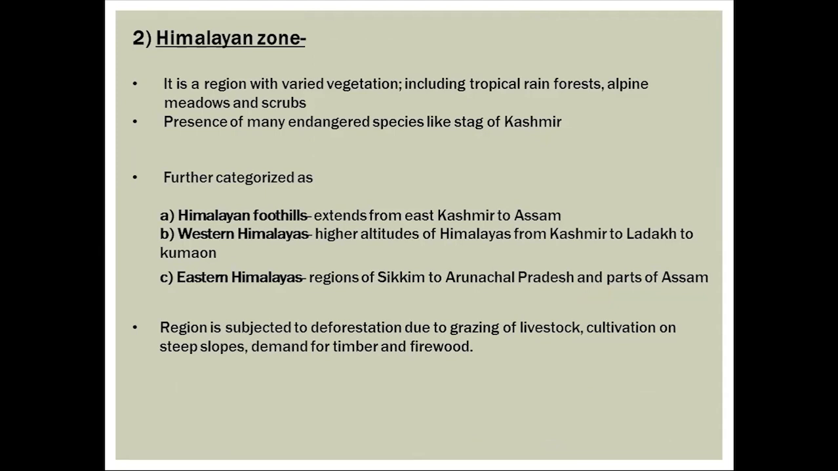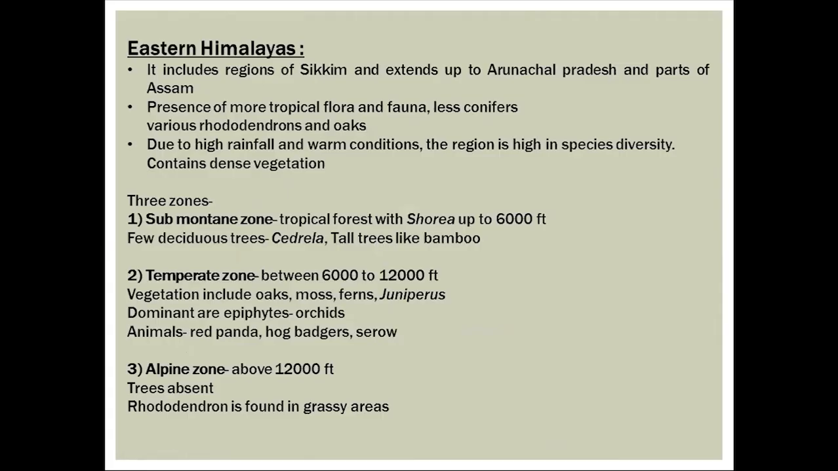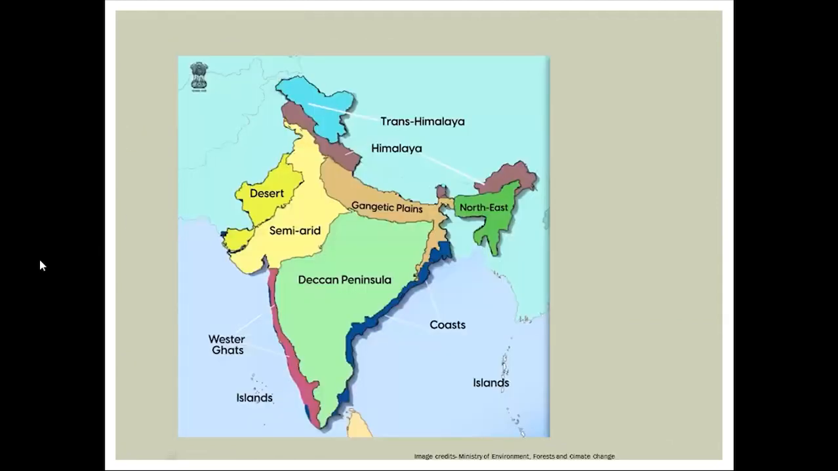So we are discussing the Himalayan zone. We have discussed Western Himalayas. And now we'll be discussing the Eastern Himalayas. So Eastern Himalayas includes this part, that is Sikkim and Arunachal Pradesh and parts of Assam.